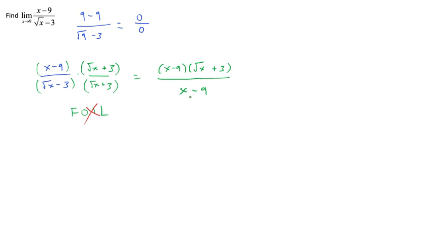Hey, look at that, right? I just have an x minus 9 in the numerator and an x minus 9 in the denominator. So I can go ahead and cancel these out. So really, what are we left with? We are left with the limit as x approaches 9 of radical x plus 3. So what happens when you plug in that 9 in here now? Well, radical 9 is 3, and 3 plus 3 is equal to 6. So in this case, the limit would equal 6.